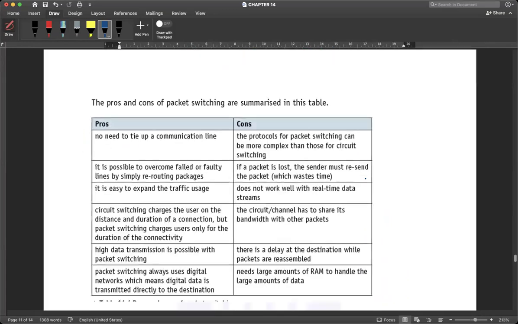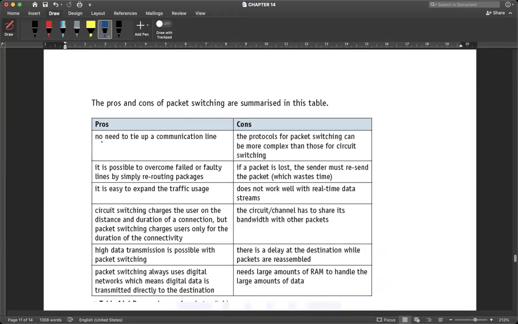Guys, let's discuss some advantages and disadvantages. Number 1, no need to tie up a communication line. This is the benefit. Like we have seen in circuit switching, where the dedicated channel is tied up. But here in packet switching, there is no dedicated channel, right? Con, number 1, the protocol for packet switching can be more complex than those for circuit switching. Yes, it is a bit complex due to the datagrams and the routers.